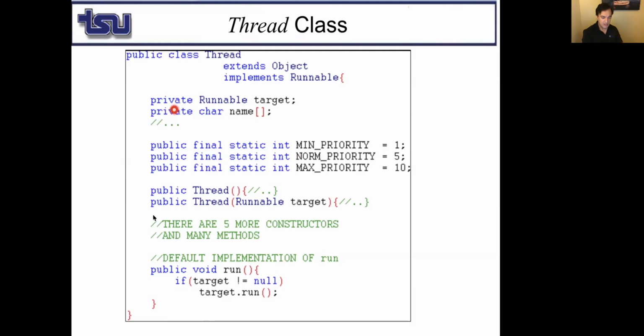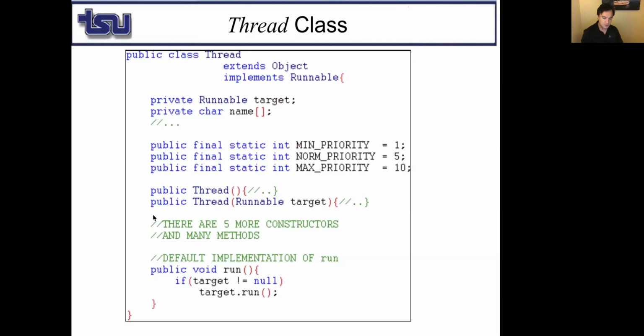So it has many data members. One of them is target. Target is of type Runnable. Another one is a character array. And if you recall, I said the common convention is that when you see something in all capital letters, that is typically final and static, defined somewhere in a class. So MIN_PRIORITY, all capital, is a final static member of the Thread class. It's basically an integer. So instead of remembering 1, 5, 10, which one was what, we just remember them as MIN_PRIORITY, NORM_PRIORITY, and MAX_PRIORITY.